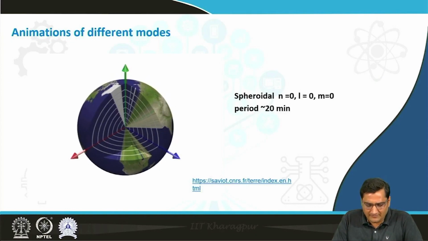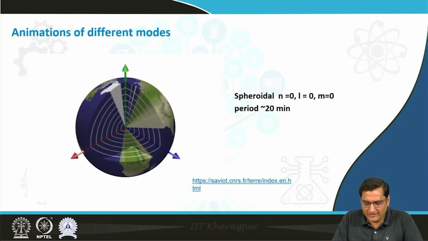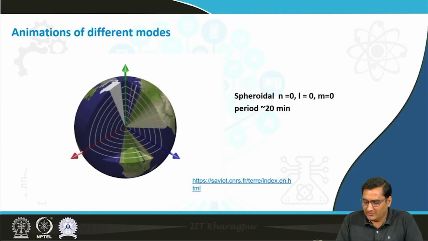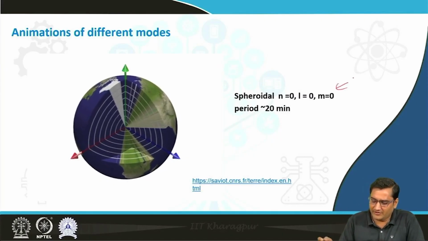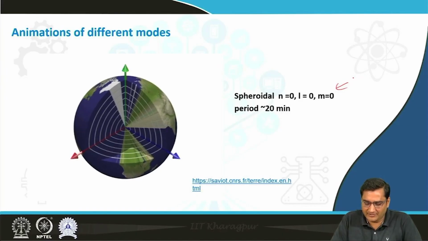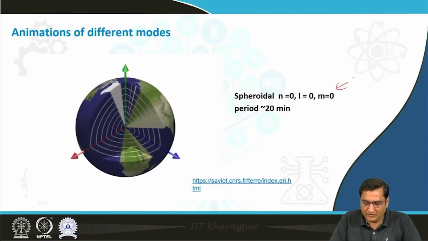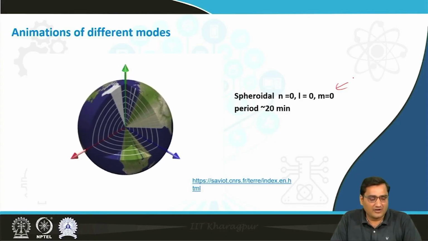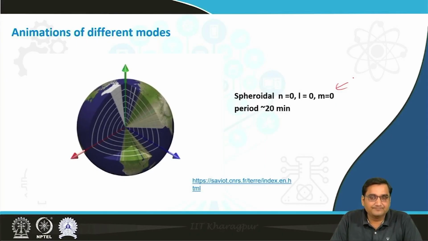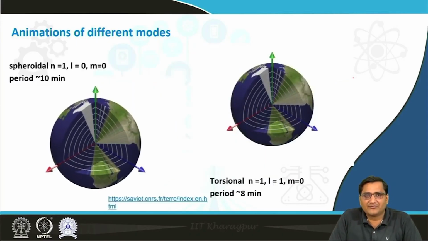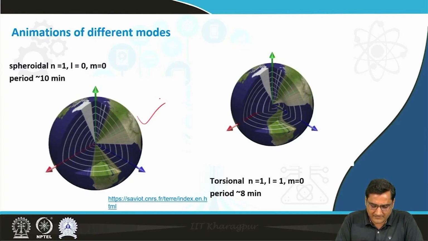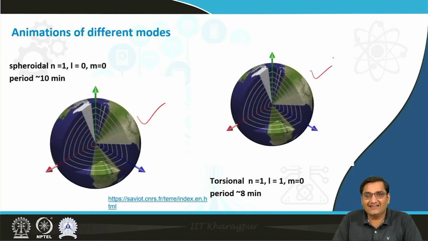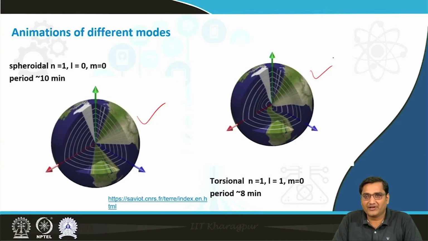These are some animations just to give you an idea of how the normal modes look. This is the fundamental spheroidal mode, which has a period of 20 minutes, expanding and contracting at different times from the core to the surface. This is another animation for the spheroidal mode, where n is 1 and the period is 10 minutes. And this animation is for the torsional mode, where n is equal to 1, L is equal to 1, and the period is 8 minutes.